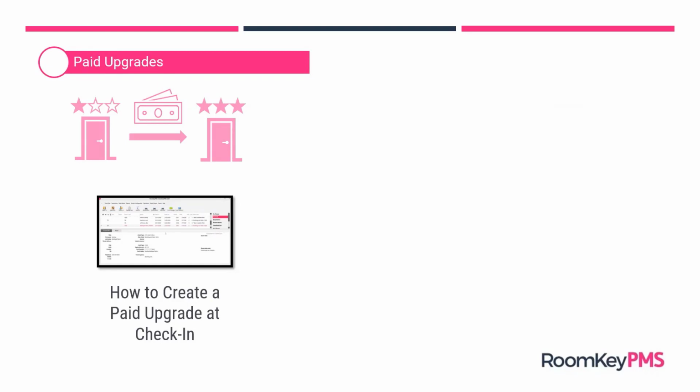In this example, we're looking at a paid upgrade where we're applying an upgrade fee, and many properties will actually have some sort of incentive program for their front desk team to be able to track those upgrades and maybe receive some sort of commission from the upgrades that they're able to provide at the time of check-in. So because this is at the time of check-in, this is going to look a little bit similar to the comp upgrade we just looked at.